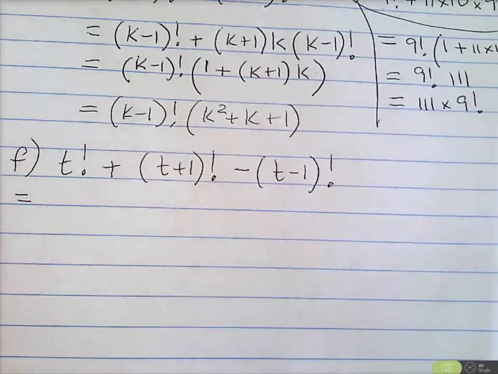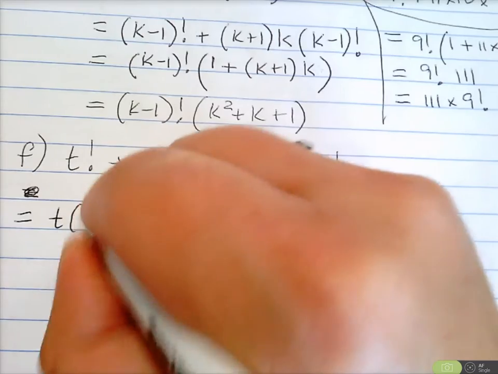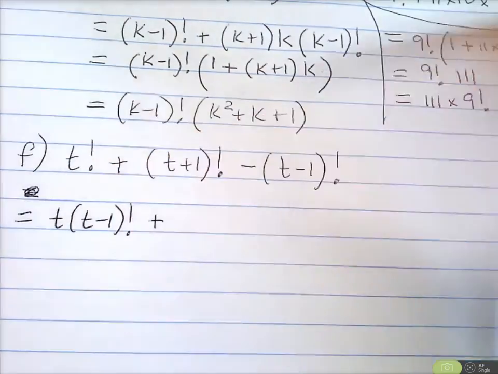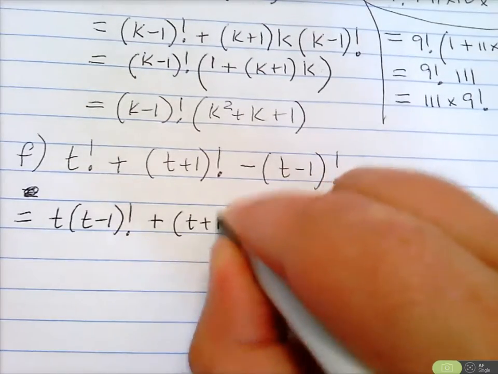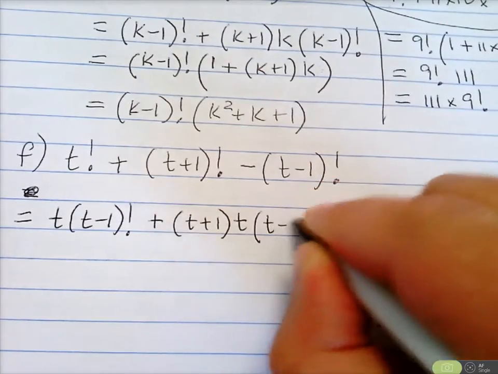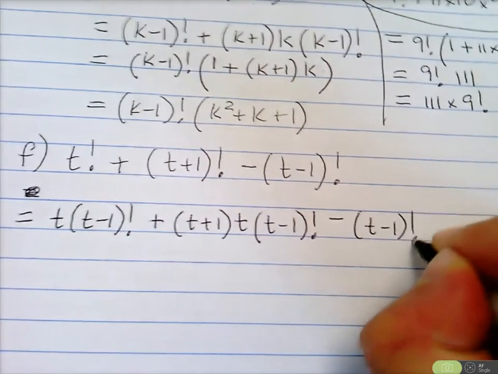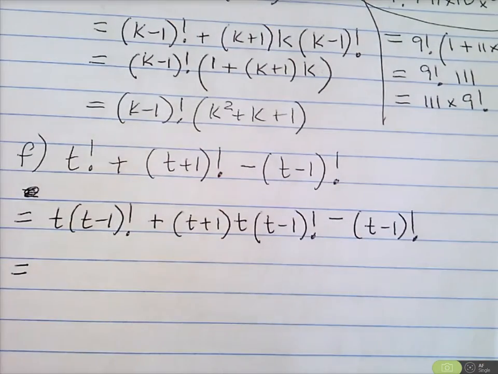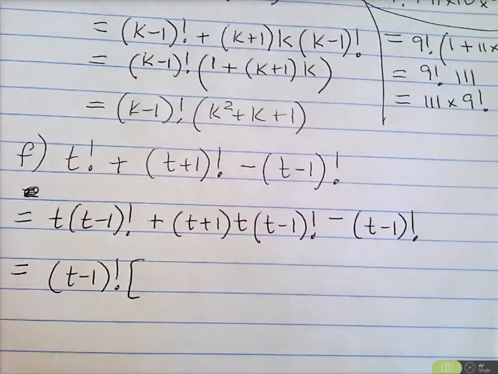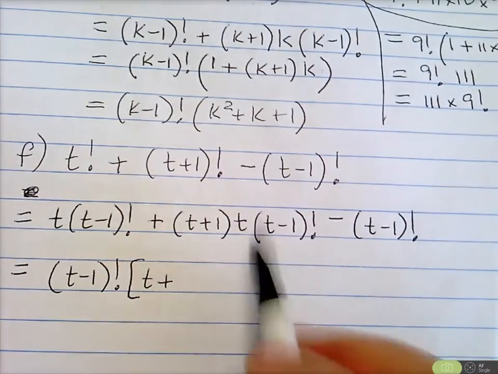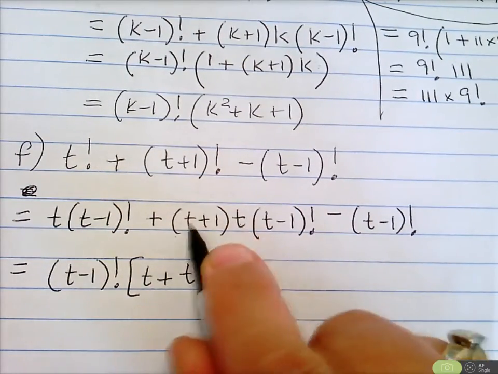Yeah, t minus 1. That's right. So what do I start with? T times t minus 1 factorial, that one's done. Plus t plus 1 times t times t minus 1 factorial minus t minus 1 factorial. Do we have a common factor? Good. t minus 1 factorial times t plus t times t plus 1. Yeah, can I just expand it now? T squared plus t.